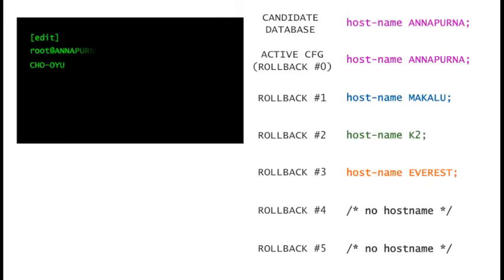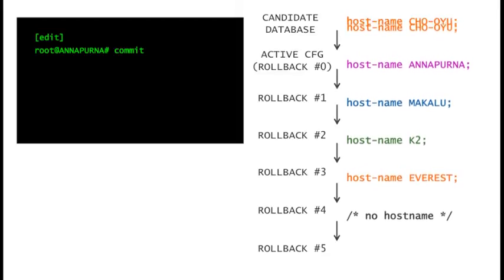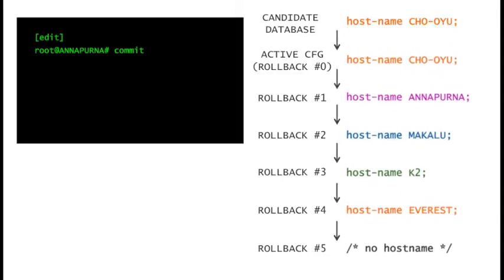Now you set the new host name again in the candidate database. And this time you decide to commit the change. On the right, you see how the candidate database becomes the active configuration, triggering a rotation of the commit history files. The formerly active configuration becomes rollback 1, the former rollback 1 becomes rollback 2, and so on.